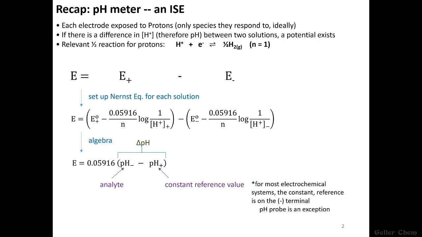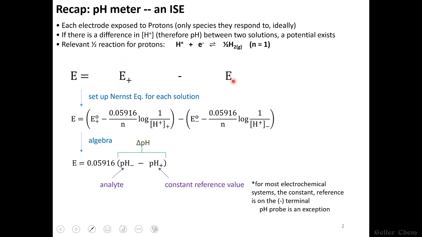Now, if the proton concentrations in both solutions were equal, there would be no voltage. But if there is a difference in concentration, therefore a difference in pH between the two solutions, a potential exists. And we went into the logic of why that is in the last lecture. We recognize that the voltage difference as measured by a voltmeter is just the voltage on one electrode minus the other.